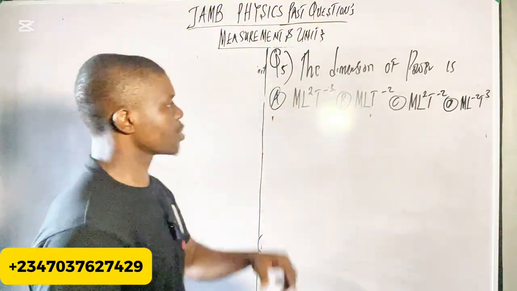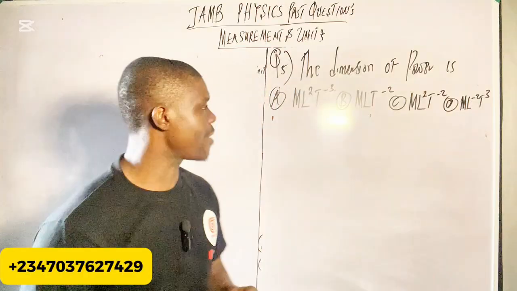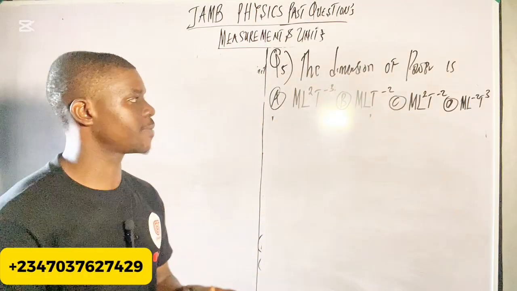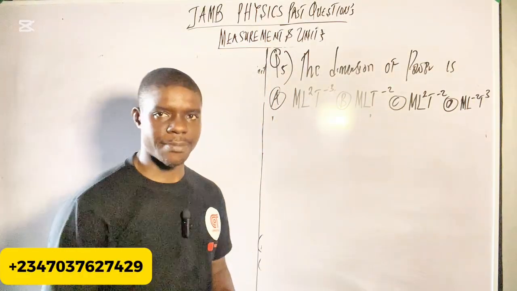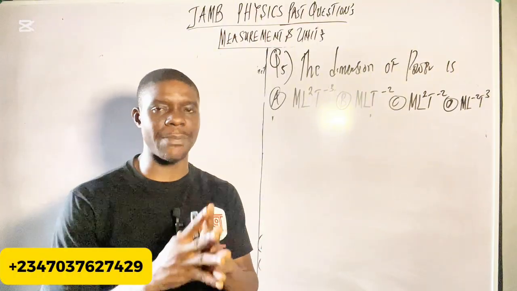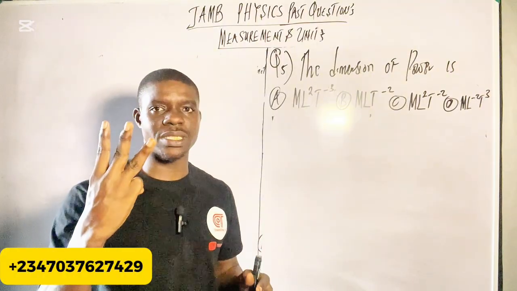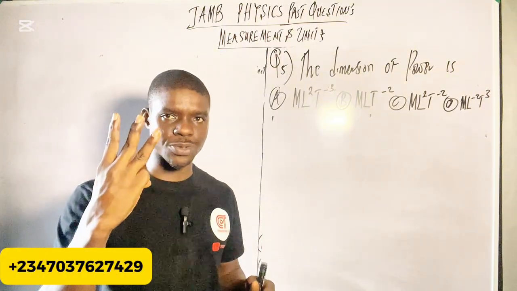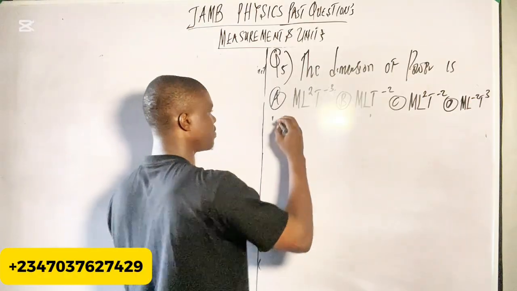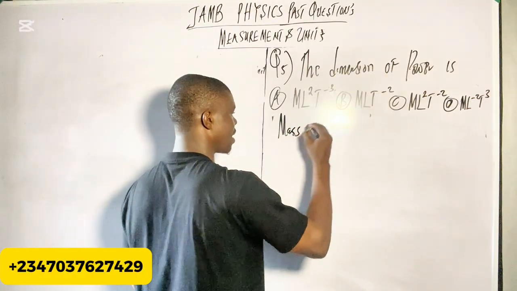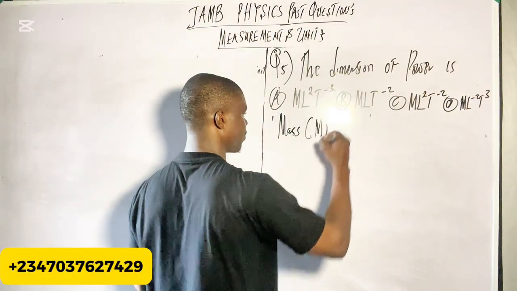Okay, so let's look at question 5. The dimension of power is what? What is the dimension of power? Now, when we talk about dimension, three fundamental quantities should come to your mind. So here we have the mass. Mass is capital letter M.